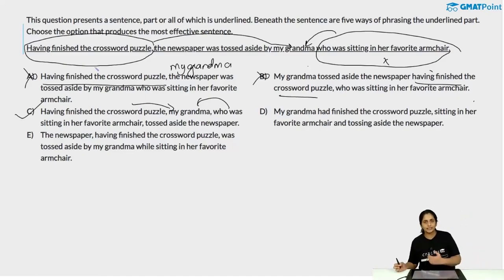Let's take a look at options D and E as well. My grandma had finished the crossword puzzle, sitting in her favorite armchair and tossing aside the newspaper. Who did this?